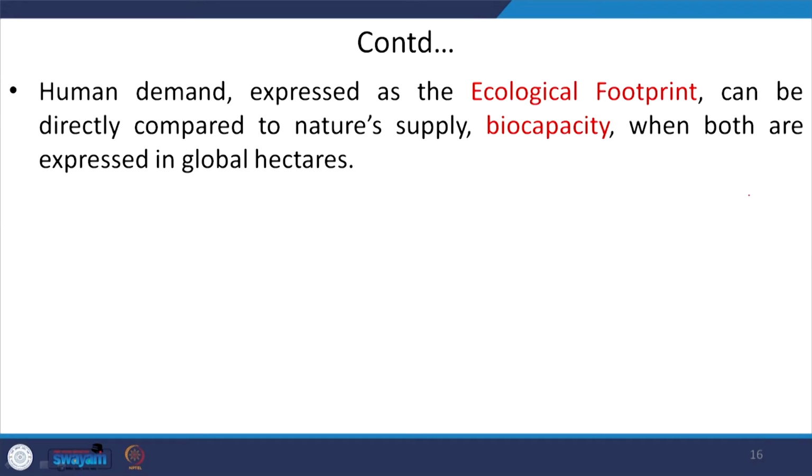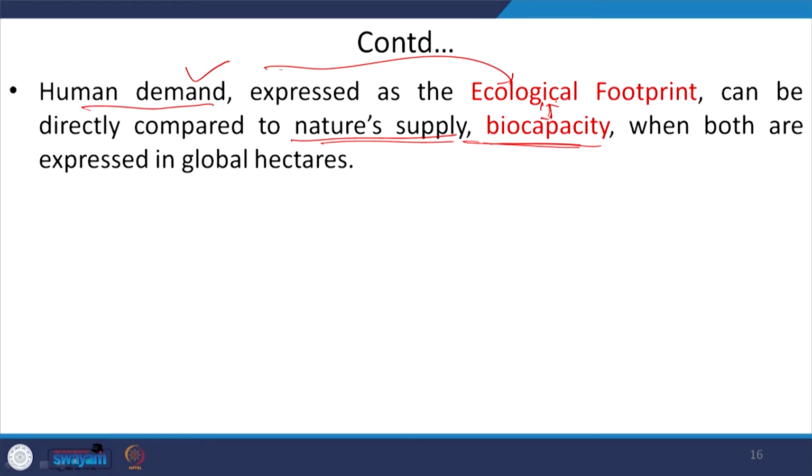So, another assumption it has made is, as we know, this human demand is expressed as the ecological footprint. So, this can be directly compared with nature supply, that is biocapacity. Here we talked about how this human demand is synonymous with ecological footprint, and that can be compared with nature supply, that is in terms of biocapacity.